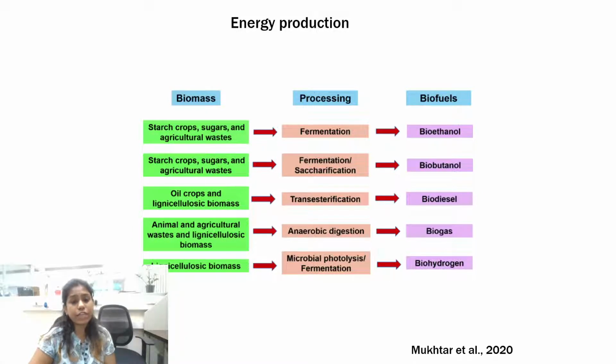So this is something we have already seen. This just summarizes how various biomass can be processed by different processing bacteria, such as fermentative bacteria, transesterification bacteria, anaerobic bacteria, and biomass such as starch crops, agricultural waste, oil waste, and so on and so forth, can be converted to bioethanol, biodiesel, biogas, and so on. All of these have applications in the energetics field, and hence any of these waste products can be converted to these useful products with the help of microorganisms.